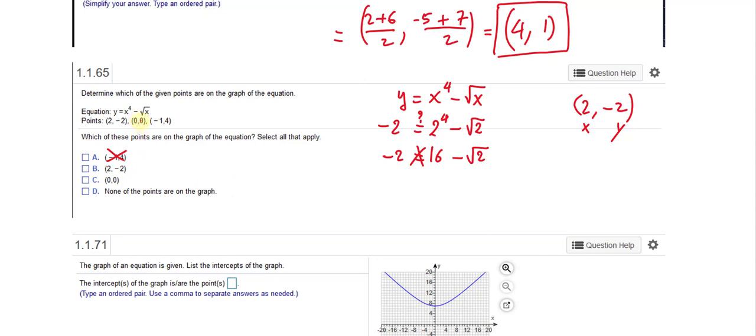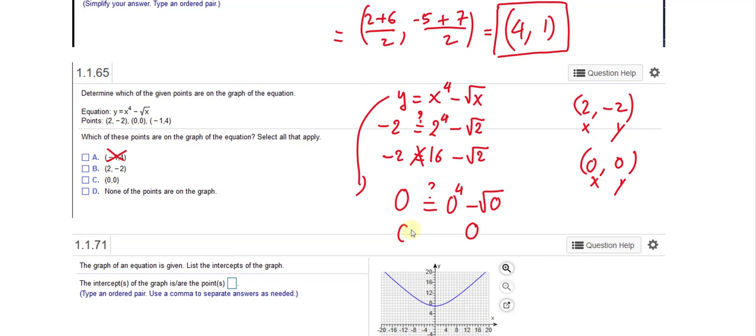Now we test the next point, 0, 0. Again, 0 for x, 0 for y. We know y is 0. We check the right hand side with x equal to 0: 0 to the 4th power minus the square root of 0. 0 to the 4th power is 0, the square root of 0 is 0, and 0 minus 0 is 0. And 0 for the left hand side. So that is equal, and yes, this point is on the graph.